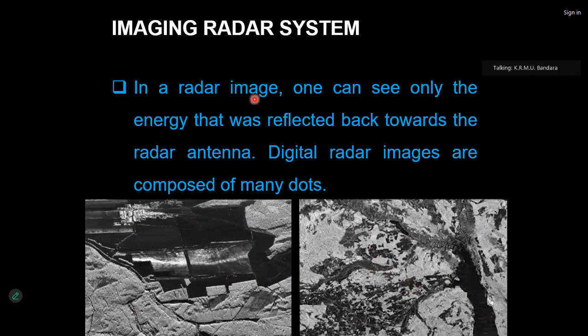In a radar image, one can see only the energy of the wave. A wave has a frequency, wavelength, and energy. Energy is measured by the number of photons. The photons carry energy, touch the ground, and the energy is reflected back. The part going back toward the antenna is recorded. This is an example of radar images.